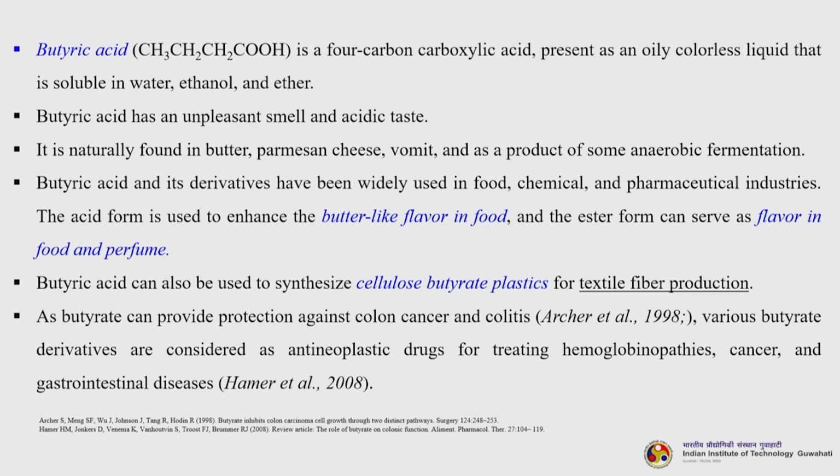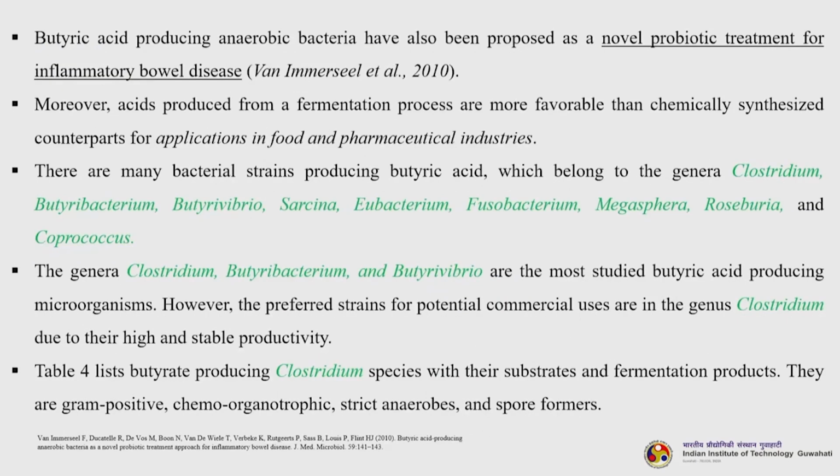Butyric acid can also be used to synthesize cellulose butyrate plastics for textile fiber production. As butyrate can provide protection against colon cancer and colitis, various butyrate derivatives are considered as anti-neoplastic drugs for treating hemoglobinopathies, cancer and gastrointestinal diseases. It has wide medicinal applications. Butyric acid producing anaerobic bacteria have also been proposed as a novel probiotic treatment for inflammatory bowel disease. Moreover, acids produced from a fermentation process are more favorable than chemically synthesized counterparts for applications in food and pharmaceutical industries.